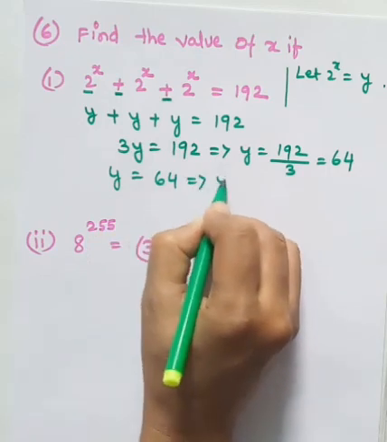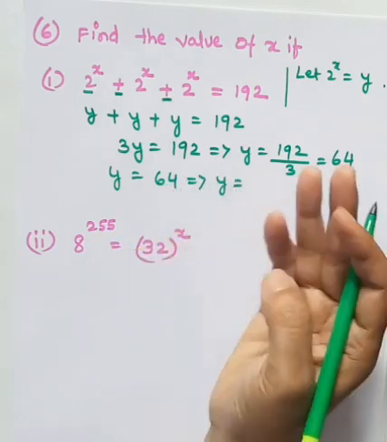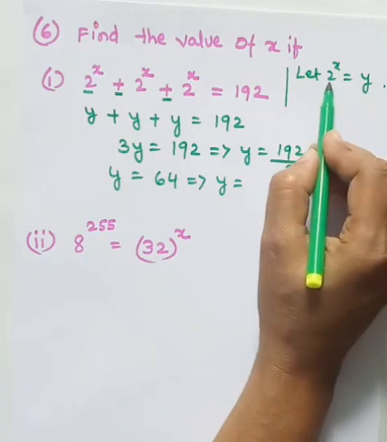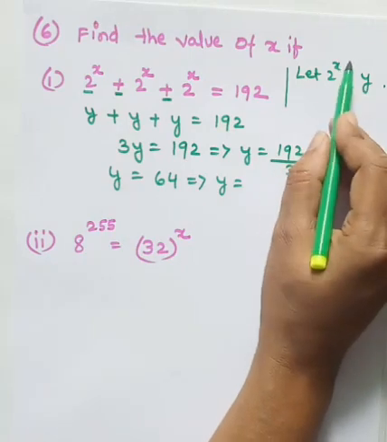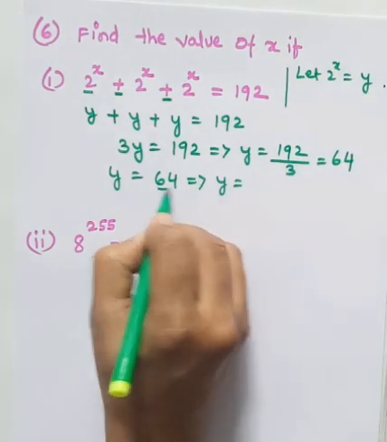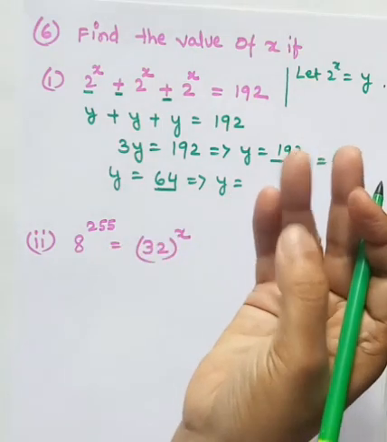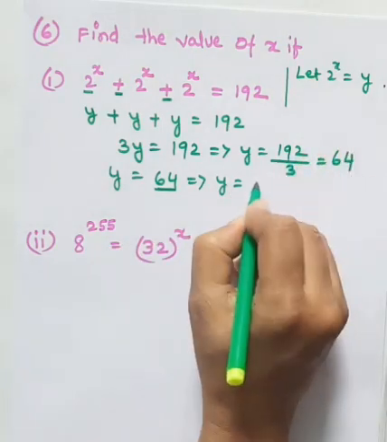Let us put in power. Y is equal to 64 means how much? 2, because y is in the form of 2 power something. So let us see what is 64. 2 to the 4 to the 8 to the 16 to the 32 to the 64. 2 power 6.